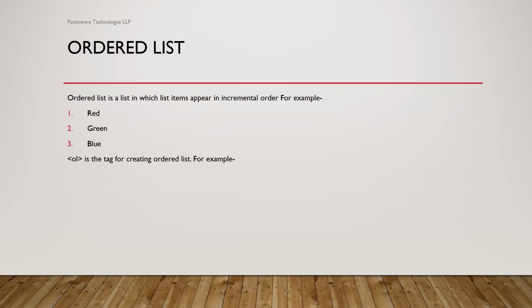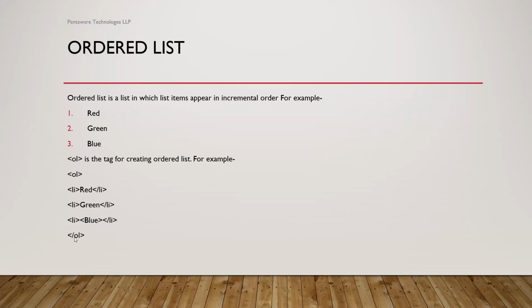OL, which stands for ordered list, is the tag for creating an ordered list. For example, the OL start tag, then LI, which stands for list item. The first list item is red, then list item close. Then list item beginning green, list item close, then blue, and finally the OL closing tag.